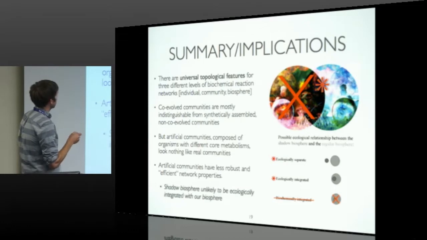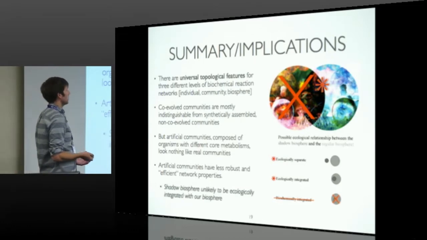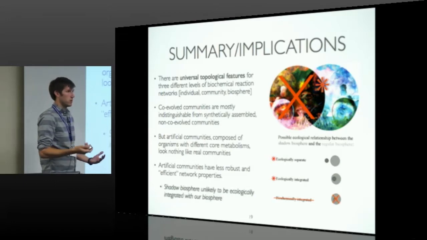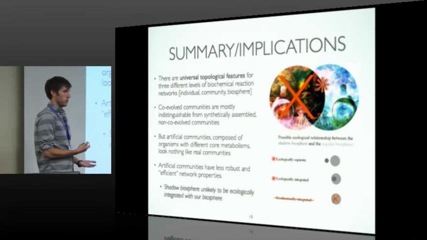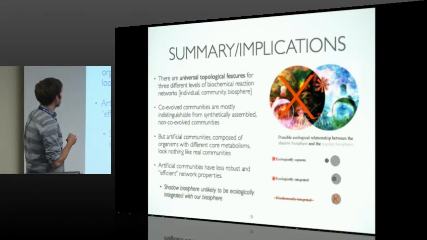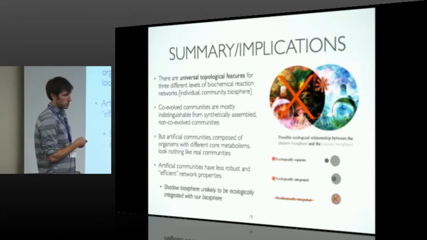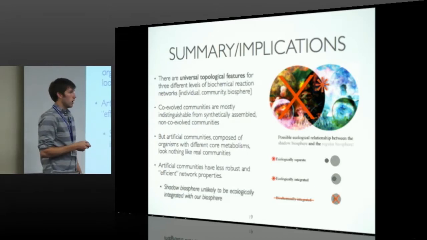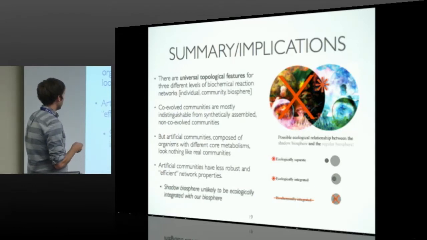The other results that I just wanted to recap are, you see universal topological features for different levels of the biosphere, of different levels of biological organization, of individuals, communities, and the biosphere as a whole. And co-evolved communities are mostly indistinguishable from non-co-evolved communities. And so that's what we saw with the synthetic versus the real networks. But then the artificial communities are weird, and that's where we make this inference about the shadow biosphere.